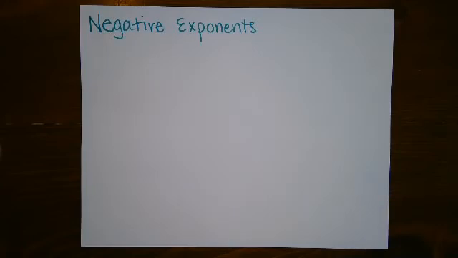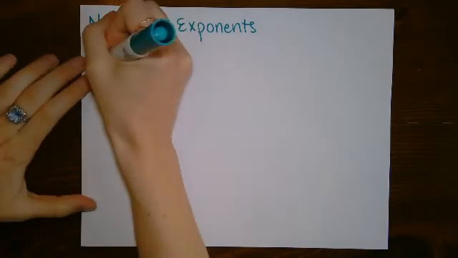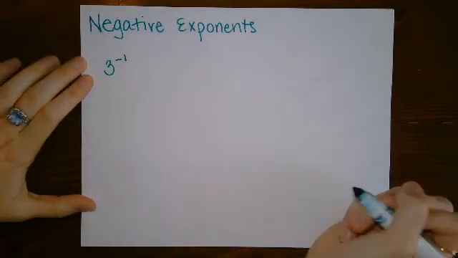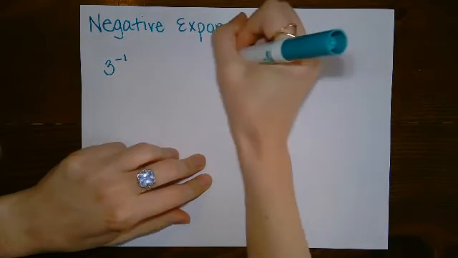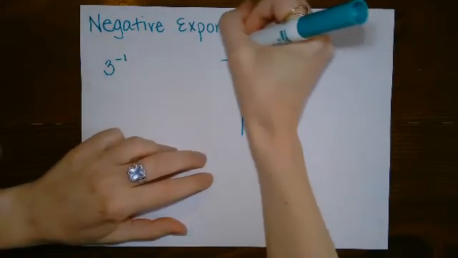Okay, so by now you're used to dealing with exponents, but maybe not always sure what happens when an exponent is negative. Like, for example, 3 to the negative 1.